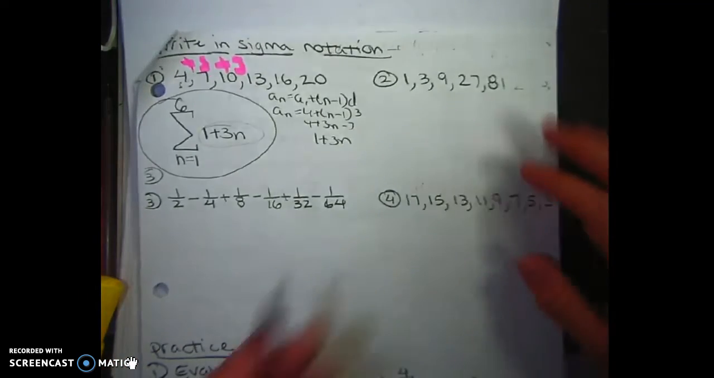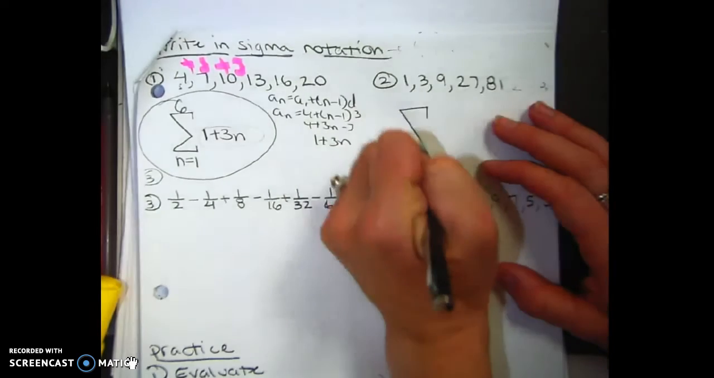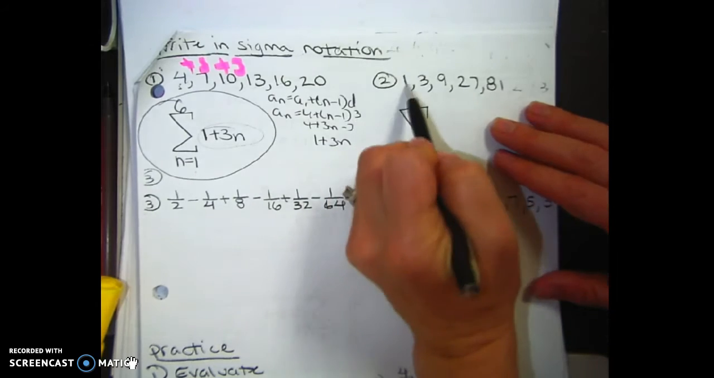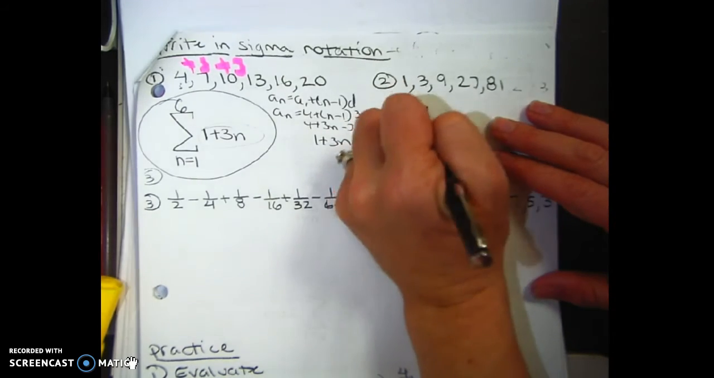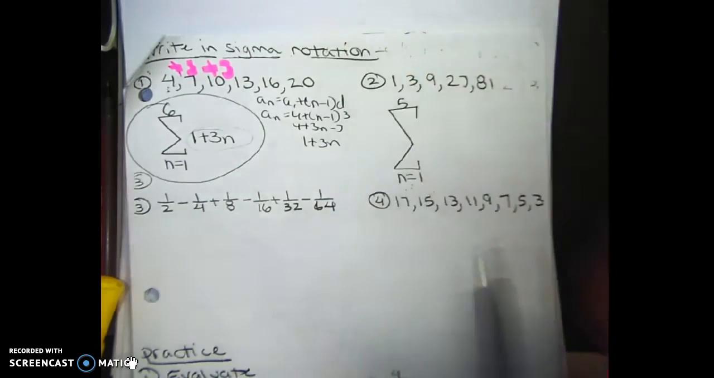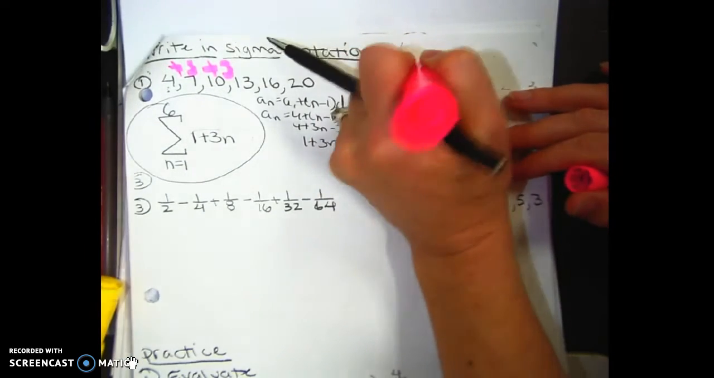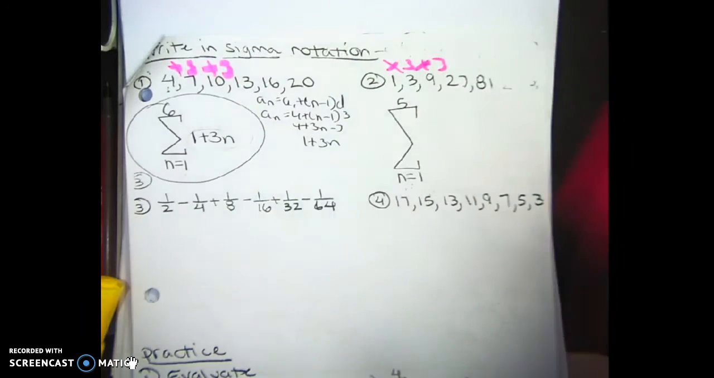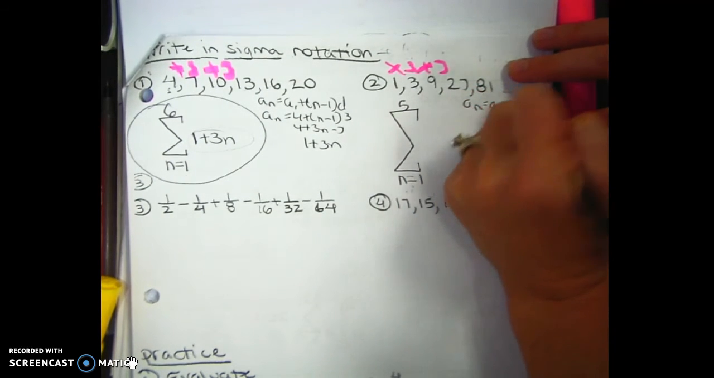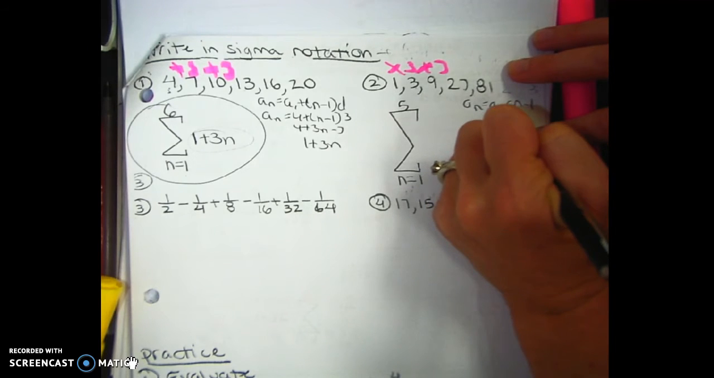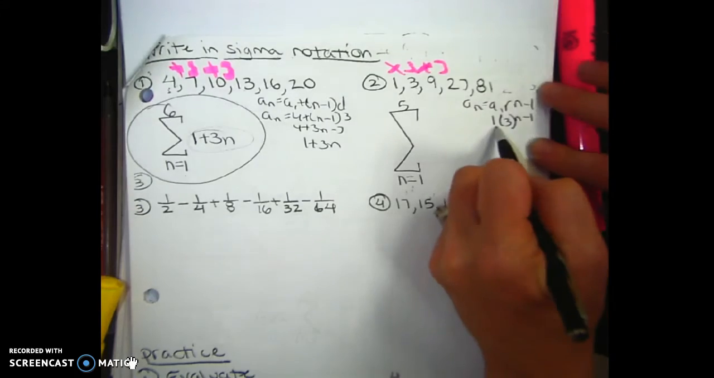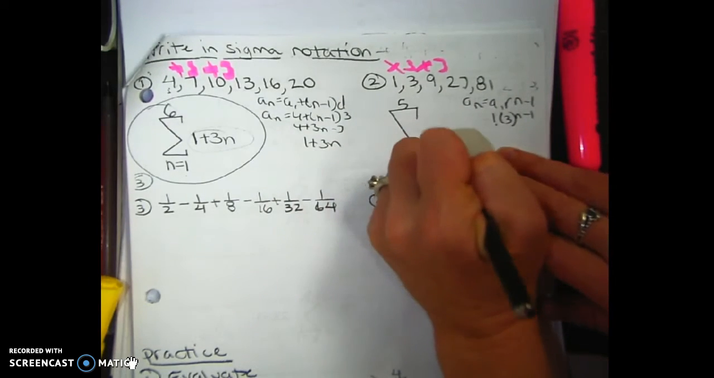Number 2, I want to write it in sigma notation. First thing I'm going to do is create a sigma. I'll go n equals 1, and I want 1, 2, 3, 4, 5 terms. Now I have to do the formula. Decide if it's arithmetic or geometric. It's times 3, times 3, so I know it's geometric. Then I write the geometric formula. First term, the ratio is 3 to the n minus 1. I don't really want to put that 1, so I'm just going to go 3 to the n minus 1.